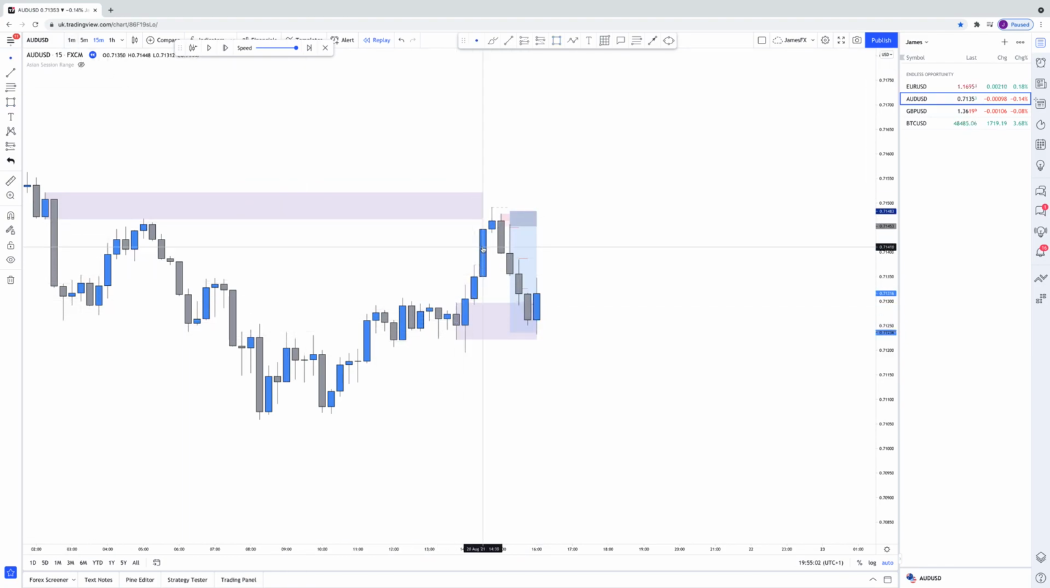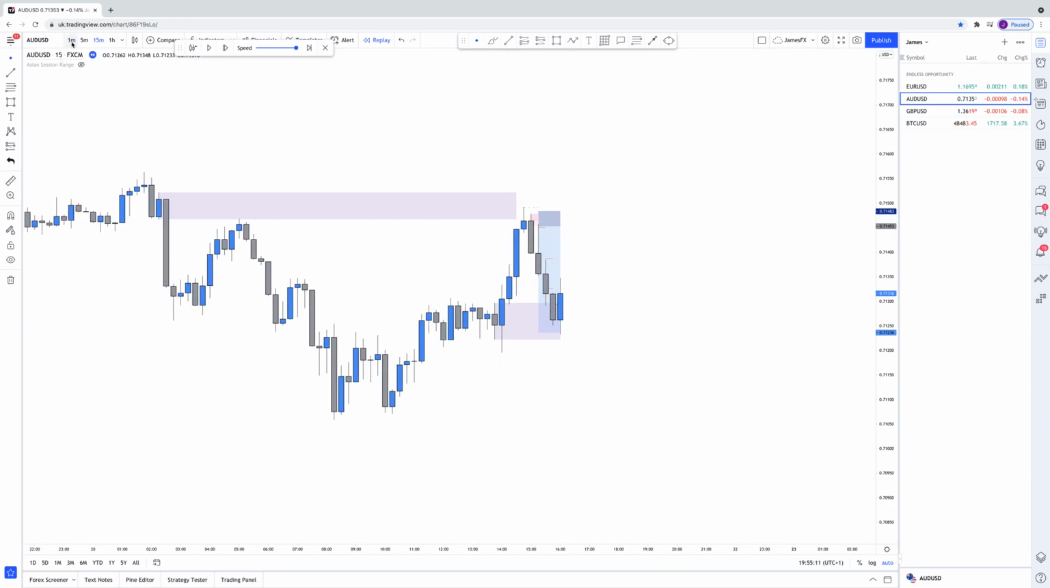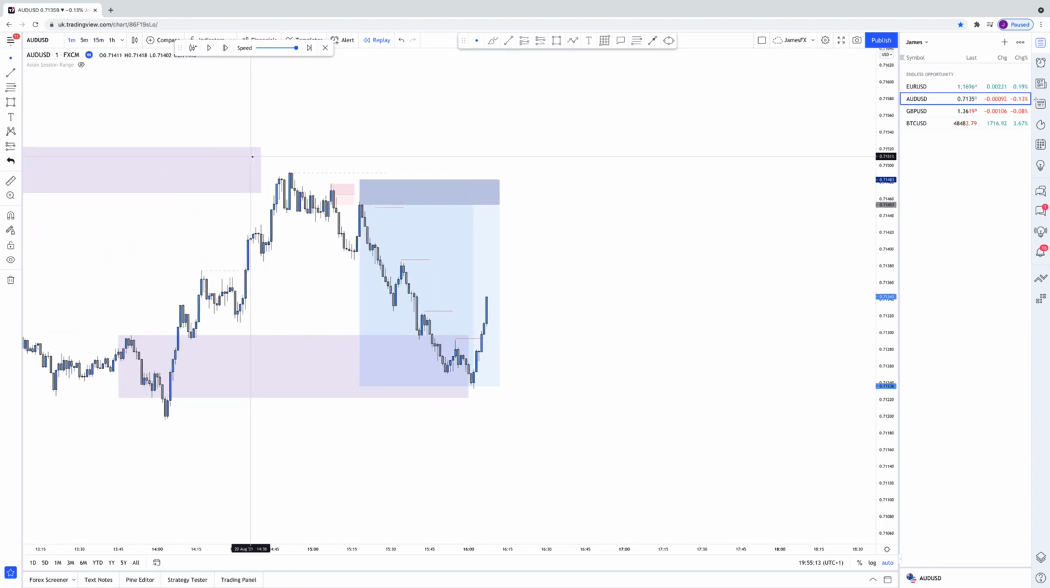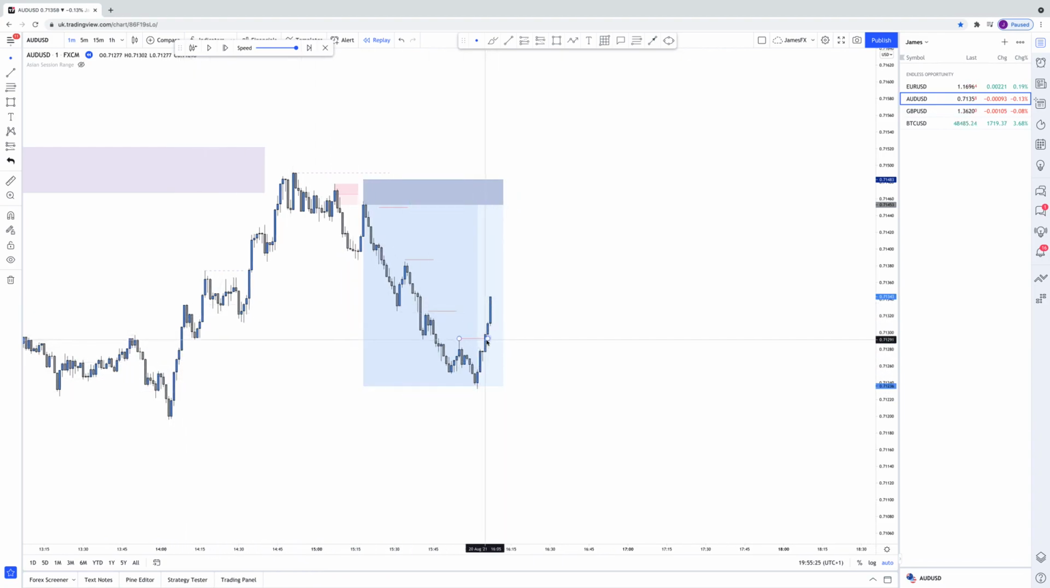As I'm sure you can see, we've broken structure. Although we did already push up above the high, I would class this as a break of structure. As you can see, price came into that area and we've broken structure. So we know that we are at a 15-minute sort of demand. We've broken structure, and this isn't really a trade I would be personally looking at.